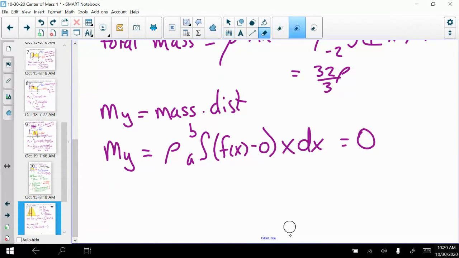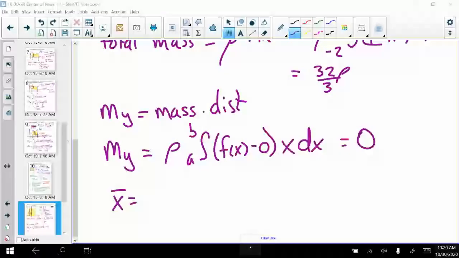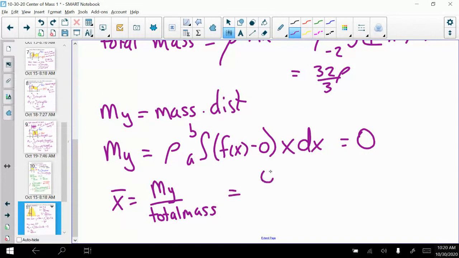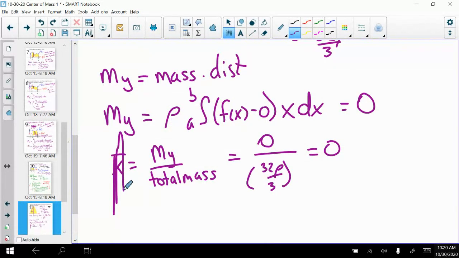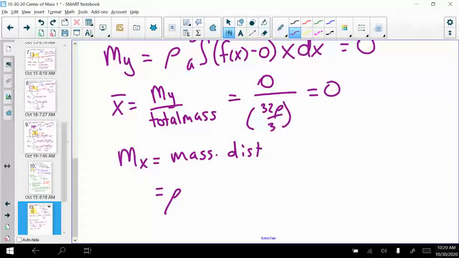So I'm going to leave my moment about y for a minute. Actually, I'm not. I'm going to stay right here and say x bar is my moment about y over my total mass, which is why when I got 0 over that 32 rho over 3, we just got 0 for x bar. Our moment about x is still a mass times a distance, and mass is still rho times area, -2 to 2.